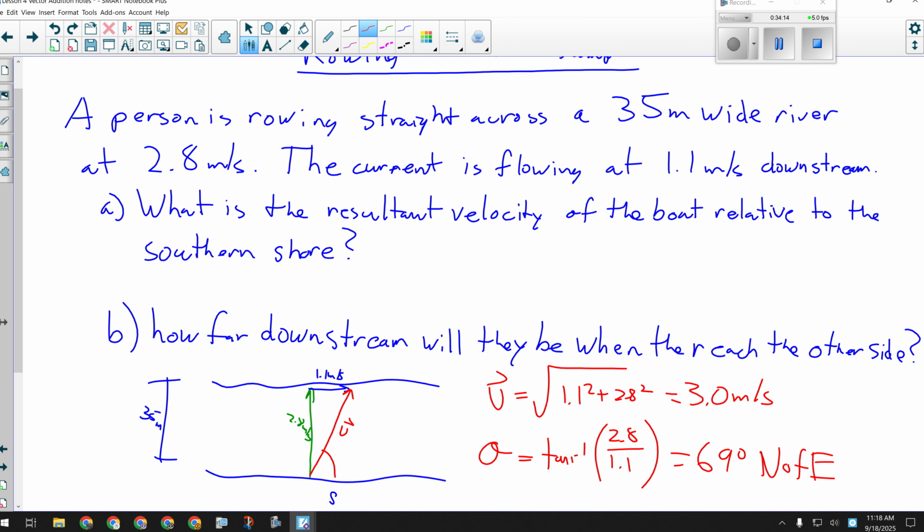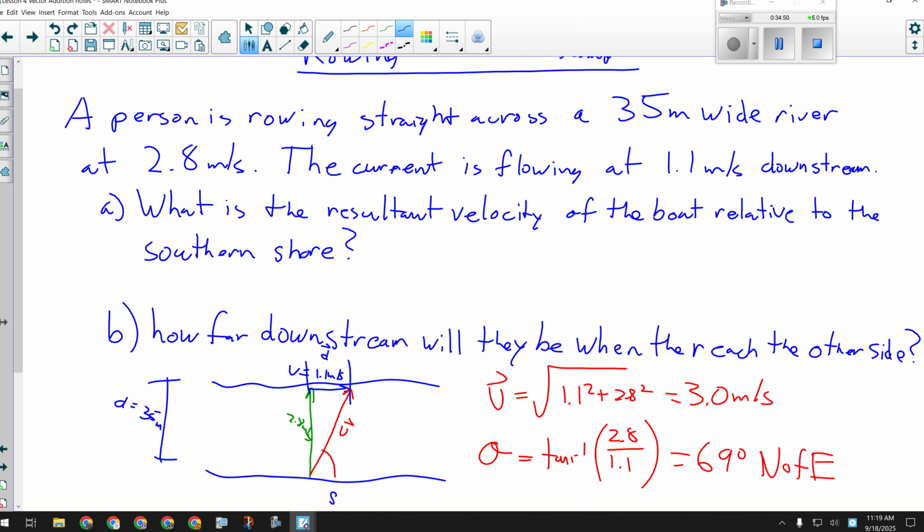Okay, everybody with me there? And that seems to fit, right? It's quite a big angle. This would be quite a small angle, so that's good. All right, how far downstream will they be when they reach the other side? I'm being asked to find this distance. If I'm going to find that distance with that speed, then I need the time. I need to know how long it's going to take to get across, because the whole time I'm going across, I'm also going downstream.